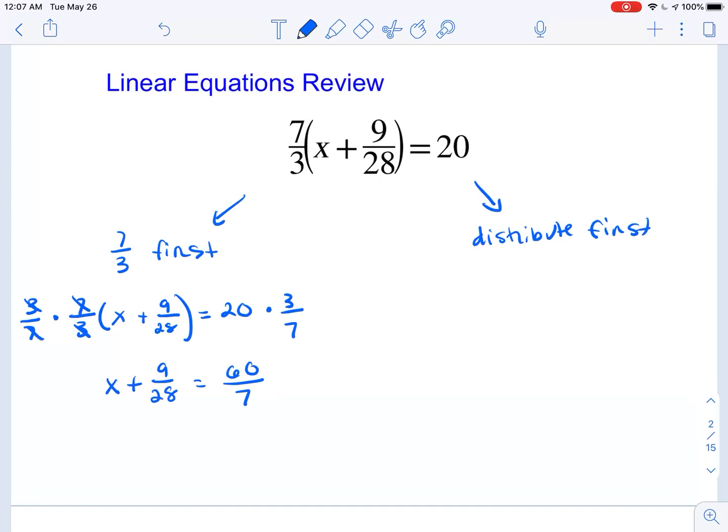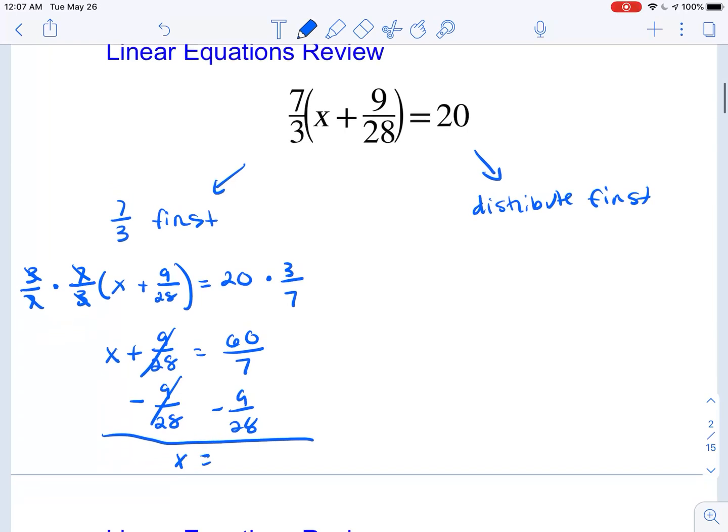Okay, so now what's left? Well, now I'm going to subtract 9/28 from both sides. Okay, this will cancel, and we get 60/7 minus 9/28. We get 8.25. If you press math, frac, we can turn this into a fraction as 33/4. Okay, so that is one method. The second method is to distribute first.